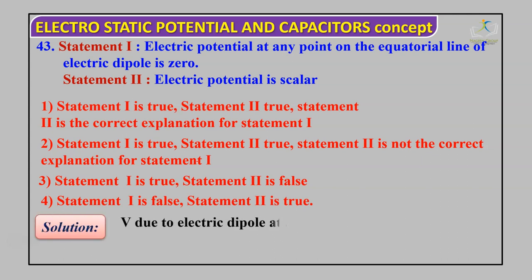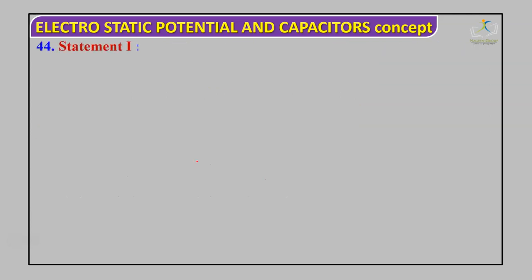Let us move on to the solution part. So we know that V due to an electric dipole at any point will be 1 by 4 pi epsilon naught, p cos theta by r square. So the second option is correct. The next question we have.